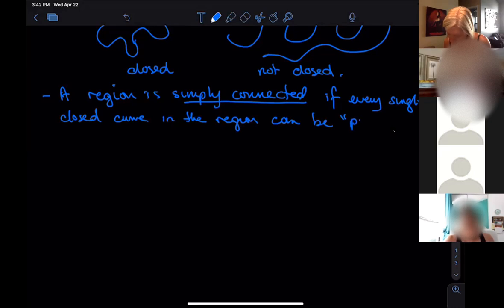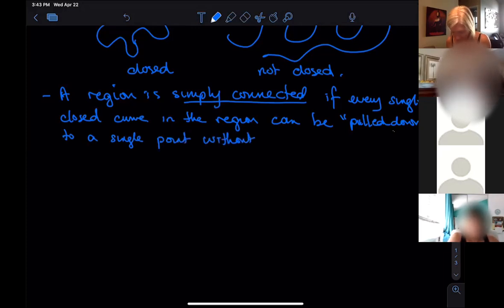pulled down. Now, this is the vague part. It's not vague in mathematics. I can define it very carefully as a topologist, but the definition will take us too far afield. So that's why I'm going to keep it vague here: pulled down to a single point without having to exit the region.